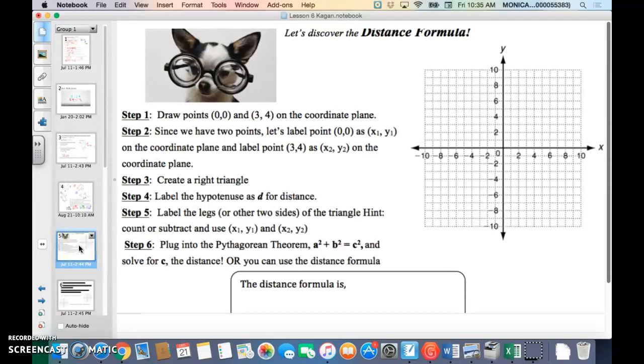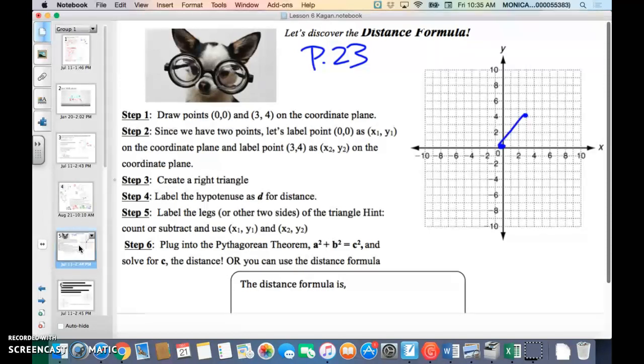All right, now that we know the Pythagorean theorem, we can now use it in Euclidean geometry to figure out how far 2 points are away from each other. So let's go ahead and work this problem out. First step is to draw 2 points. And now we're back on page 23 in your packet. All right, so we're going to draw the point 0, 0, and 3, 4. And we want to know the distance between them.